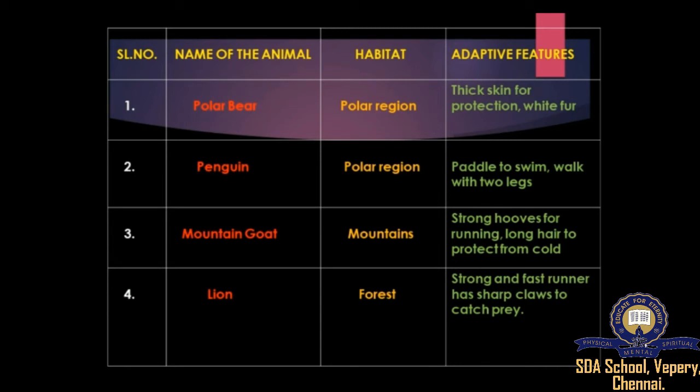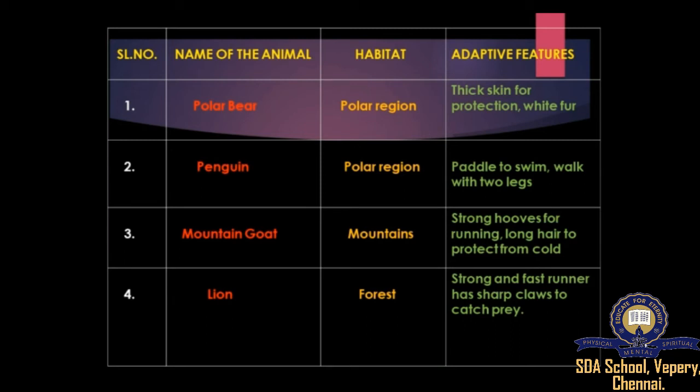Okay, so the main adaptive feature of the mountain goat is it has strong hoofs for running and long hair to protect from cold. And the habitat of the mountain goat is mountains. Okay, and the last animal is the lion, and the habitat of the lion is forest. Okay, so the adaptive features of the lion: it is a strong and fast runner which has sharp claws to catch its prey.